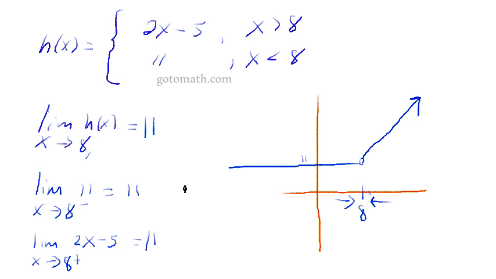Well, let's check it out. First off, we need to find, and we're really just concerned about here. All right. First, we need to know what is h of 8. Well, because this is greater than 8 and less than 8, h of 8 doesn't exist. So I'm going to just state it as DNE here. Does not exist.